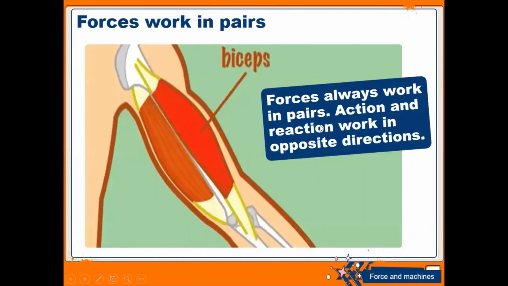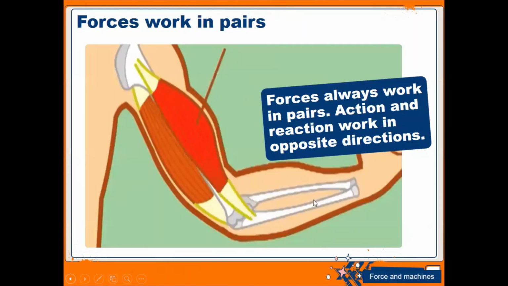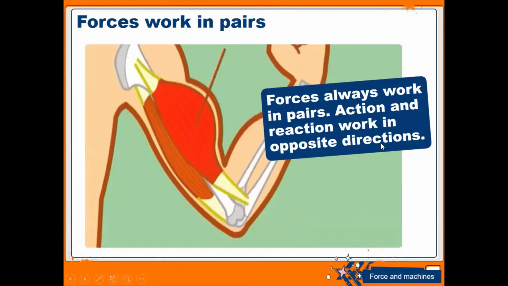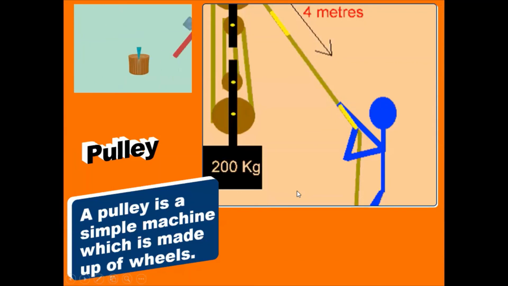Students, force always works in pairs. Action and reaction work in opposite directions. Pulley. Pulley is a simple machine which is made up of wheels, can lift the heavy weight easily.